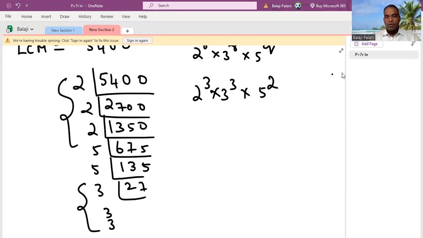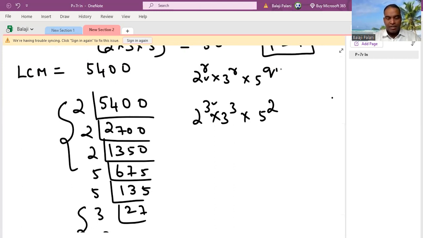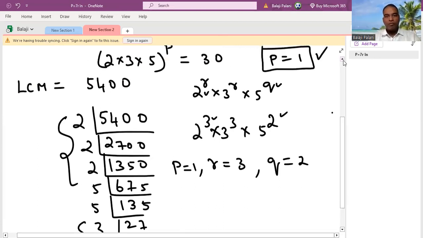Now comparing this with the LCM, because this is the prime factorization of 5,400, we can come to the conclusion that R is 3 and Q is 2. R is 3 and Q is 2. Already we got P to be 1. That's it. P, Q, and R we have found out.